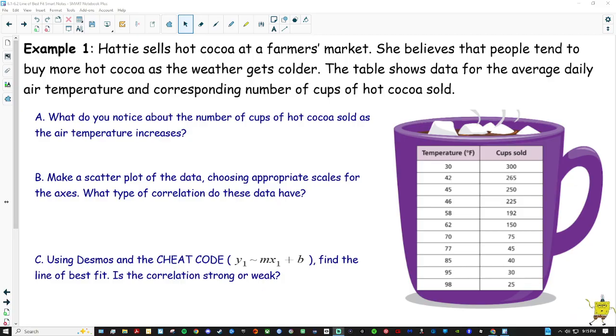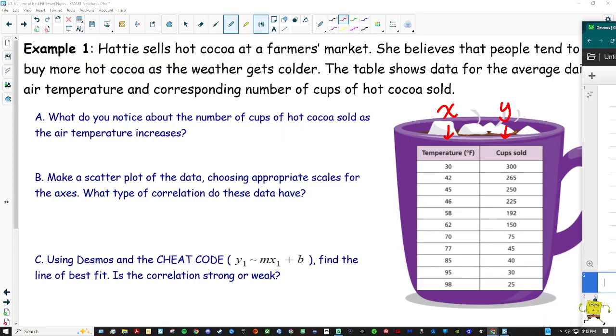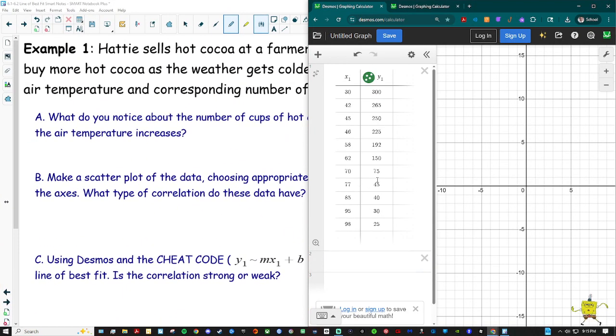Inside of our hot mug, we have all of our temperatures and all of our cups sold. So the first thing you want to remember is, if we take a look, on the left side we have our X values and on the right side we have our Y values. So go ahead and pause the video and type all of these into Desmos. Create a table and enter all of your points so it looks something like this.